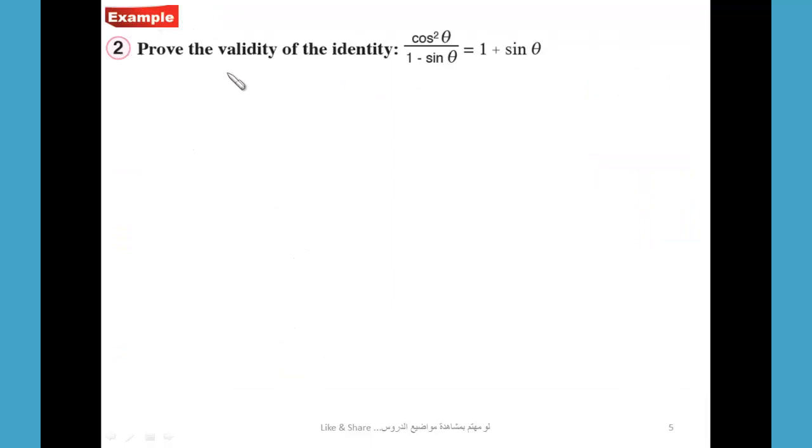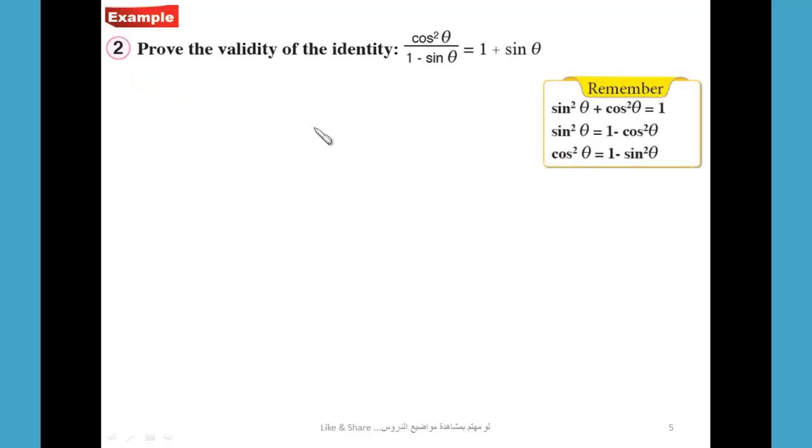Example 2. Prove the validity of the identity cosine square theta over 1 minus sine theta equals 1 plus sine theta. You know that cosine square theta equals 1 minus sine square, because cosine square plus sine square equals 1. It's a very important rule. We write it, remember it: sine square theta plus cosine square theta equals 1. So cosine square theta equals 1 minus sine square theta. So we can use it in the numerator here in our solution.